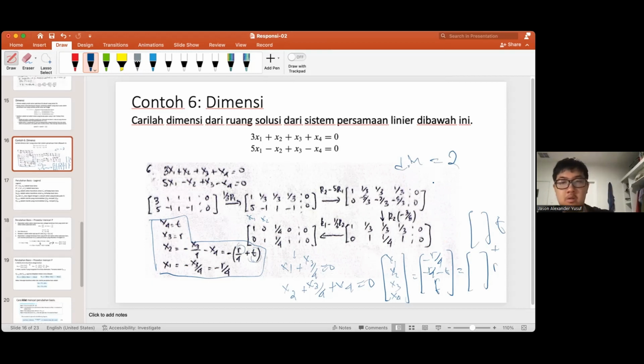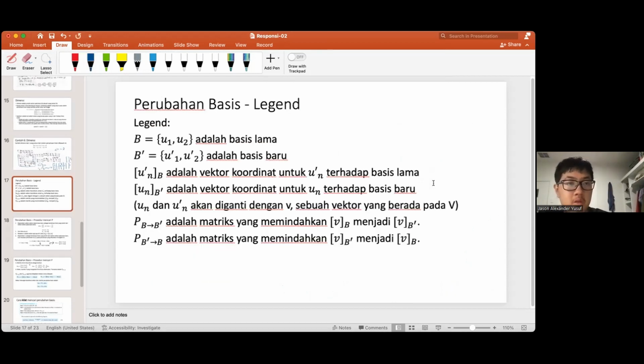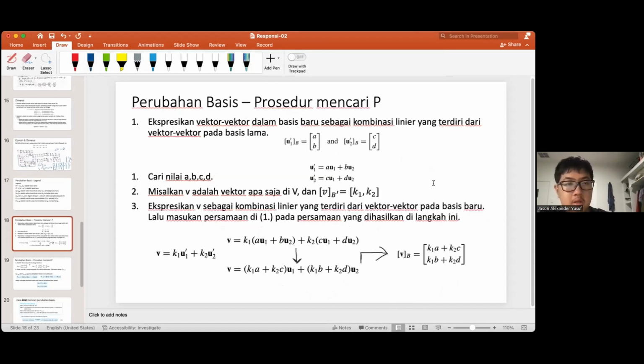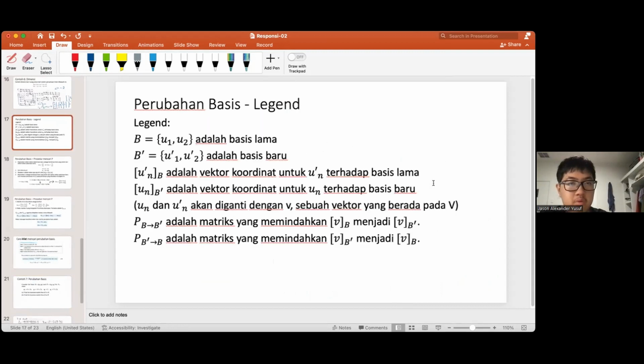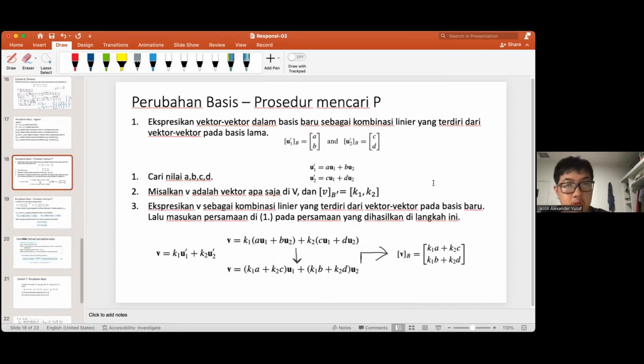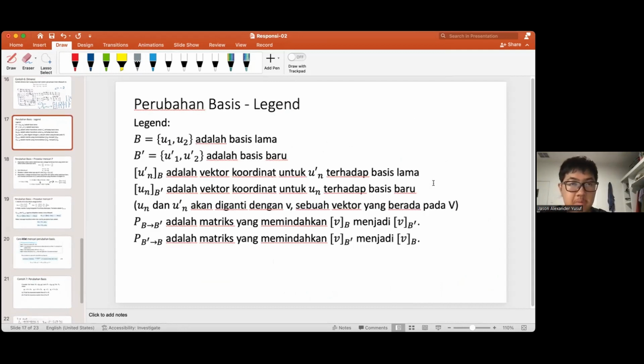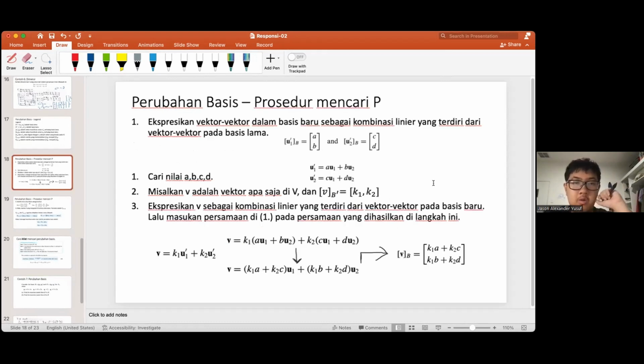Okay, so now next is the change of basis, or perubahan basis. Now students get confused here because they don't know the legend. This is the legend, you want to have a look. And also they get confused because they don't know exactly what the procedure is.